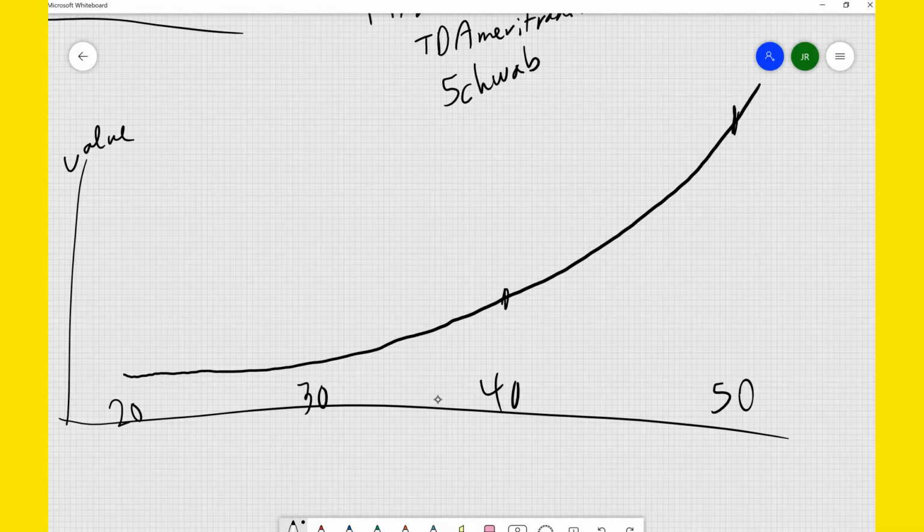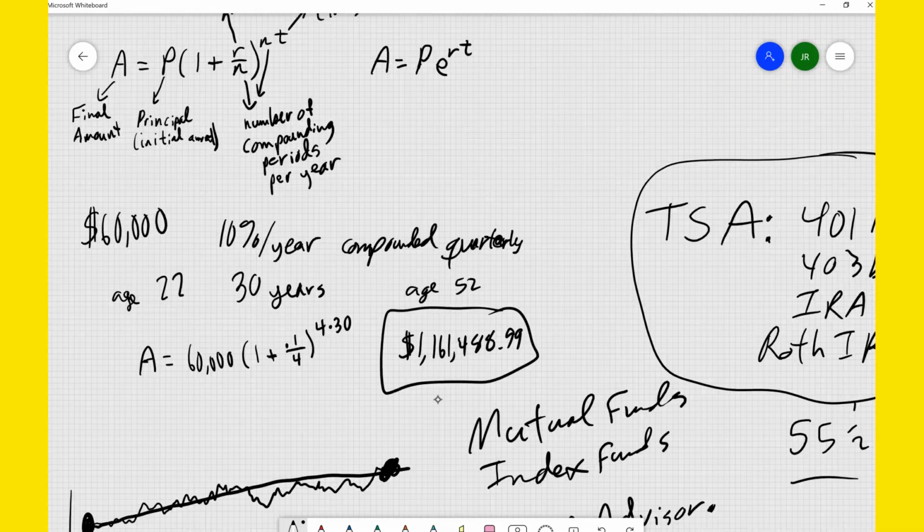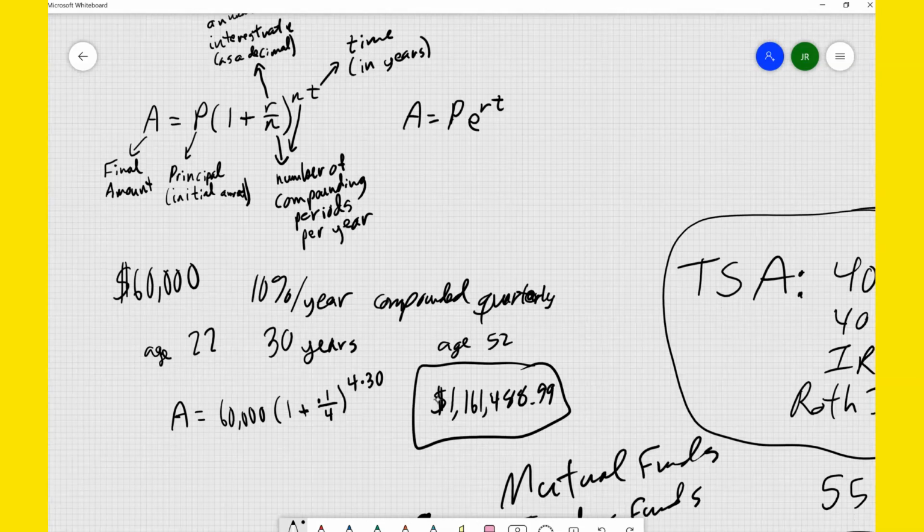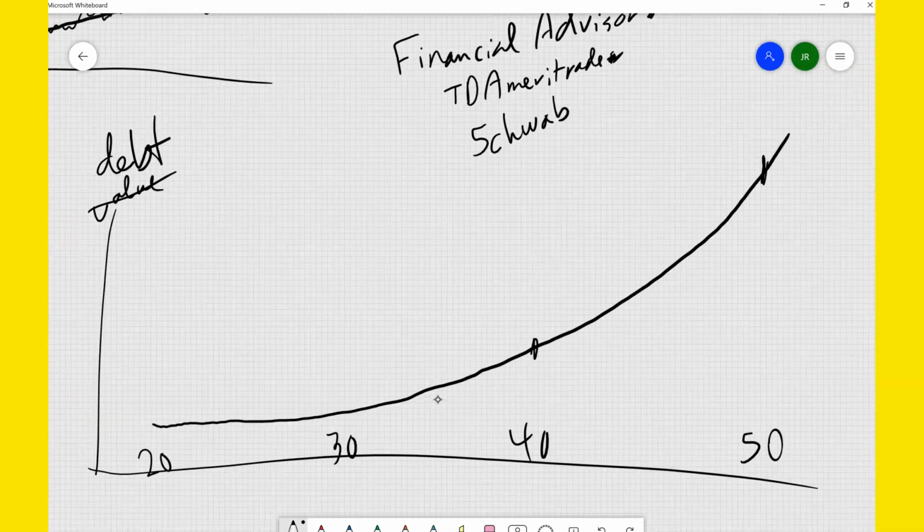Now, it also works the other way. Imagine that this is, instead of value, debt. Because this formula also works for debt, with the interest rate being the rate of interest on a loan. Credit card debt's the worst, right? Because it's got such a high rate of interest if you leave debt unpaid on there. I mean, you're talking 20% interest. So it's going to be even worse than the stock market is good.